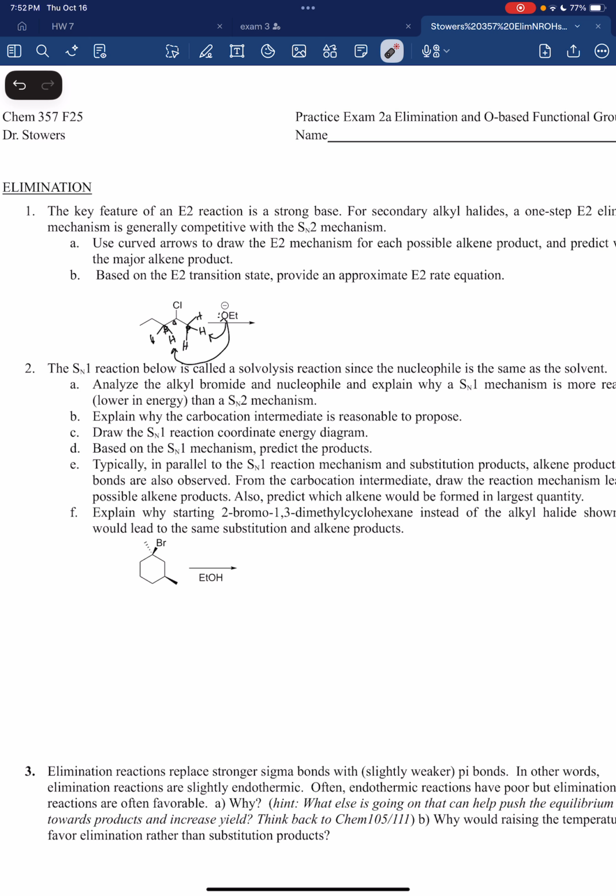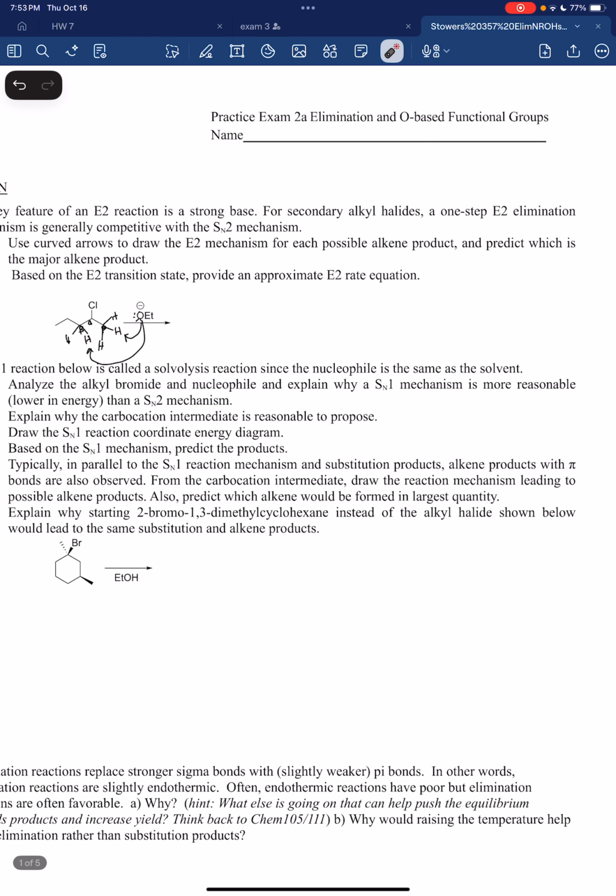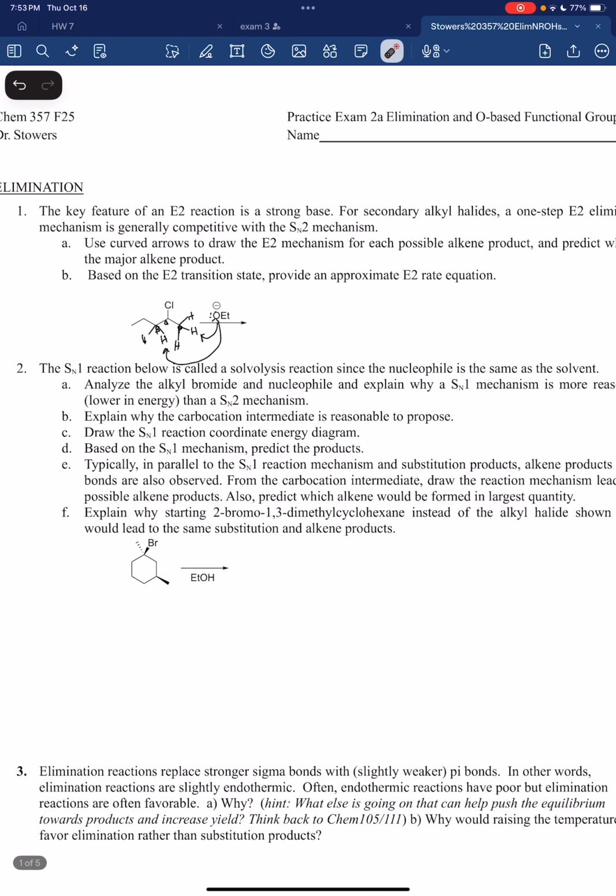Based on the SN1 mechanism, predict the products. That's also from the last test. Just remember to include both products. SN1 reactions yield 2 products if there's stereochemistry. Typically, in parallel to the SN1 reaction mechanism and substitution products, alkene products with pi bonds are also observed.